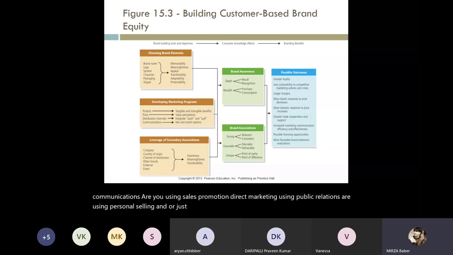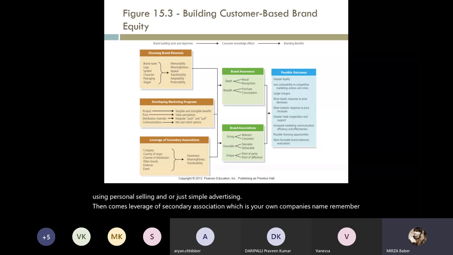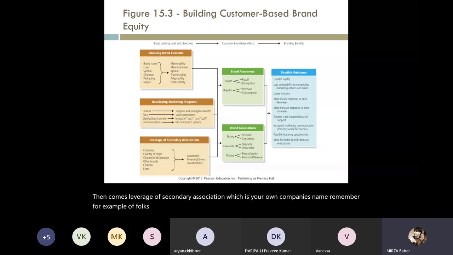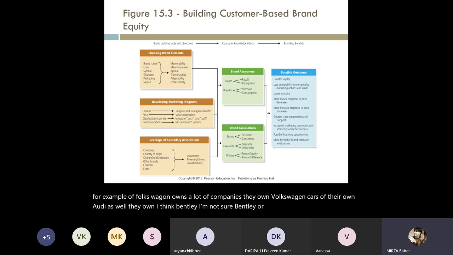Then comes leverage of secondary association, which is your own company's name. Remember, for example, Volkswagen owns a lot of companies. They own Volkswagen cars, they own Audi as well. They own, I think, Bentley. I'm not sure, Bentley or Rolls-Royce, Bugatti, and all those brands. So that's the association. That Volkswagen Group is the main company itself, and it produces great products. Or like Toyota produces Toyota Corolla, and also Lexus.